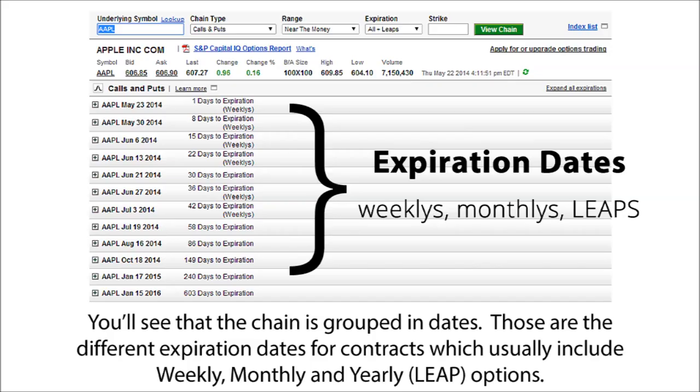Expiration dates. You'll see that the chain is grouped in dates. Those are the different expiration dates for contracts, which usually include weekly, monthly, and yearly leap options.